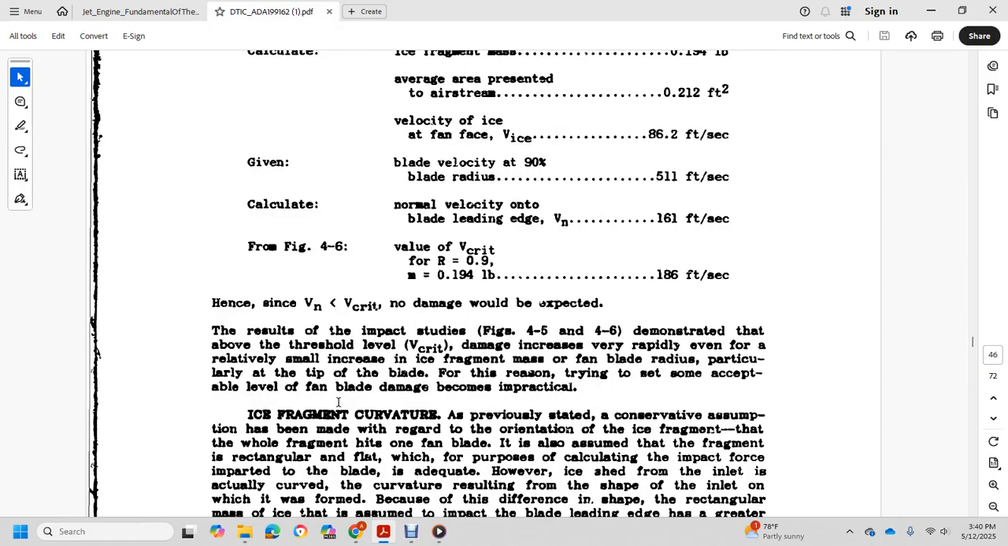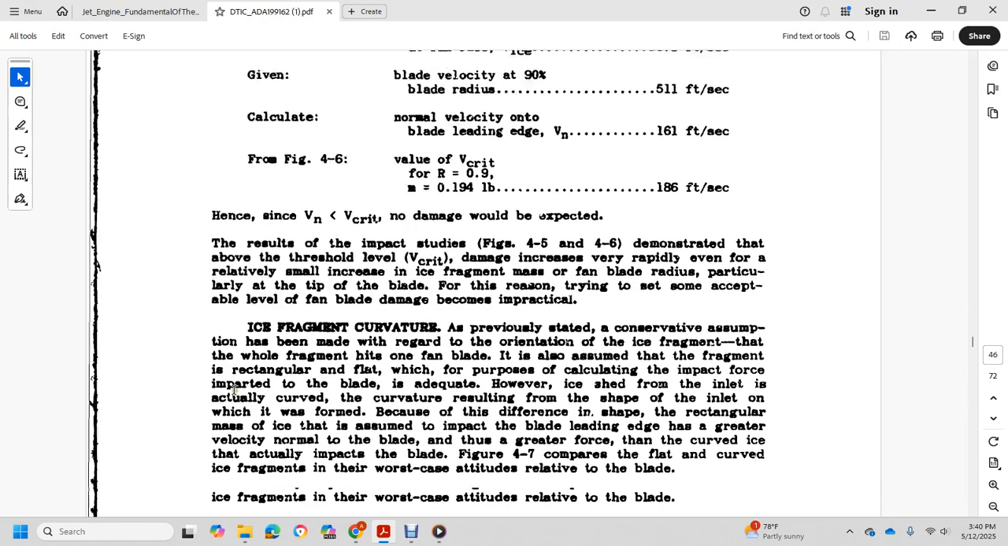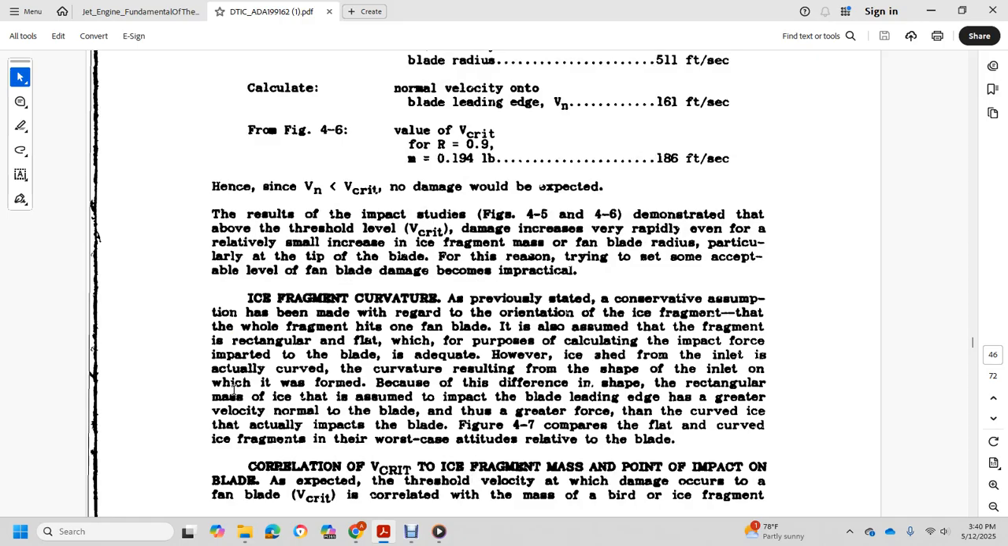The results of the impacts over Figures 4, 5, and 6 demonstrate that above the threshold level, the critical damage velocity increases very rapidly, even with a relatively small increase of the ice fragment mass or fan blade radius, particularly at the tip of the blade, for the reason that setting some acceptable level of fan blade damage becomes impractical.